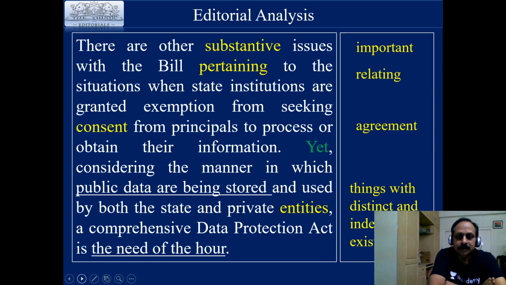There are other substantive, meaning important, issues with the bill pertaining to the situations when state institutions are granted exemption from seeking consent from principals to process or obtain their information. In this sentence, we have three important words. One is substantive, which means important, and the second is pertaining. Pertain means relate, pertaining, relating to something. And the third word, consent. Consent means agreement.